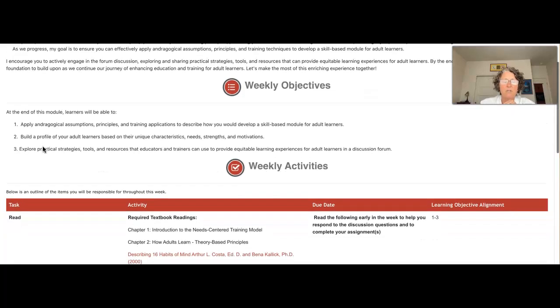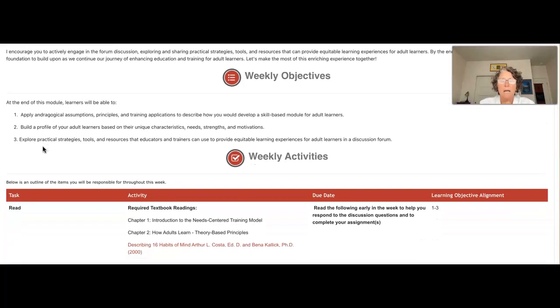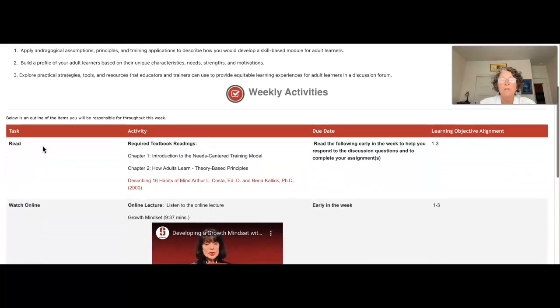So the end of this module is you're going to be applying andragogical assumptions, principles, and training applications to describe how you would develop a skills-based module for your adult learners. This is what you'll be doing in your design teams. You also will be building a learner profile for your learners, considering their characteristics, needs, strengths, and motivations. And in the discussion forum, you will individually now consider strategies and tools and resources that you can use to provide an equitable learning experience for your learners.